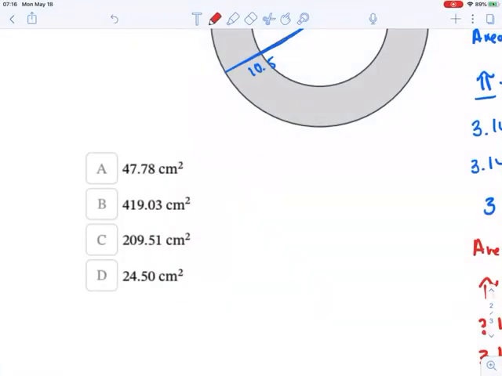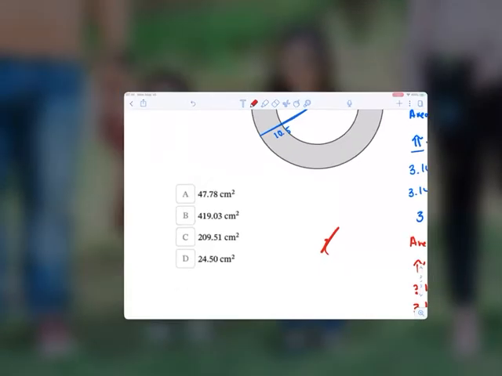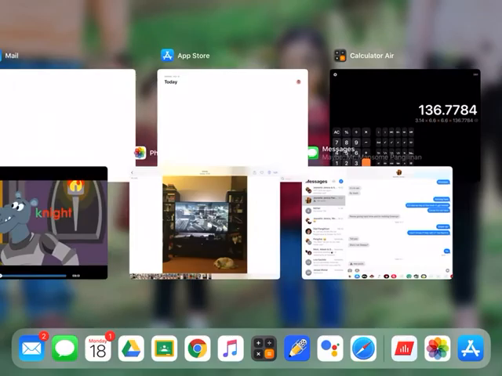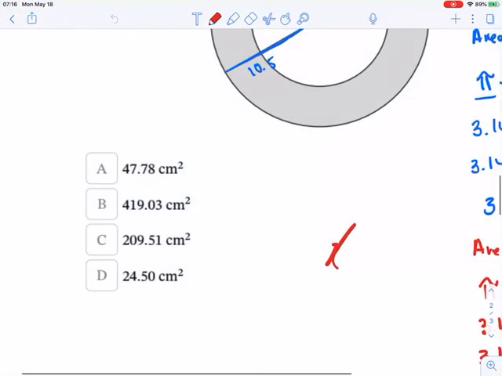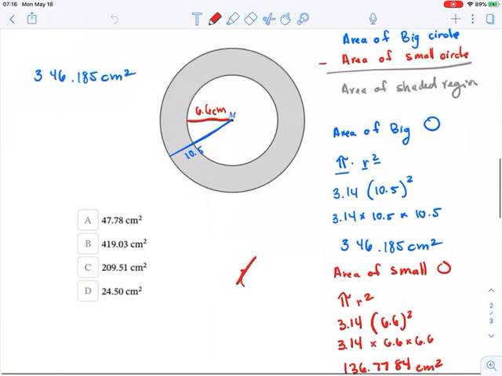Oh no, what is going on with my pen? Let's close that one and open it back up, and let's see what happens. All right, there we go. So I got 136.7784 centimeters squared for the small one.